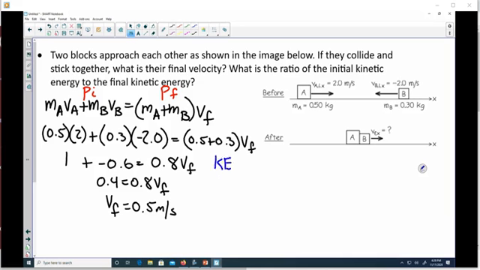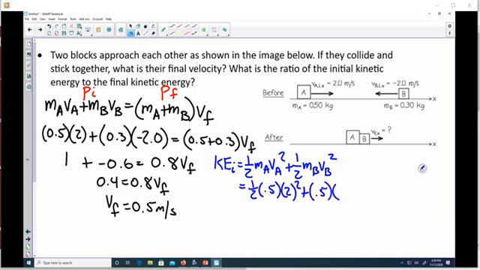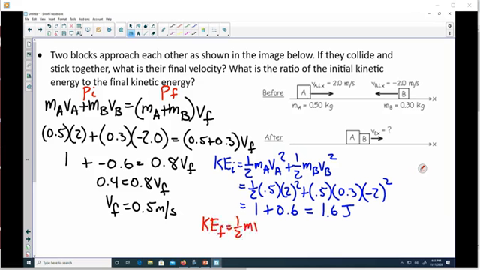Now we want to determine the initial and final kinetic energy. The initial kinetic energy is the sum of the energies of each of those blocks. And the final kinetic energy is the energy of the two blocks moving together. So we find the initial kinetic energy is 1.6 joules.